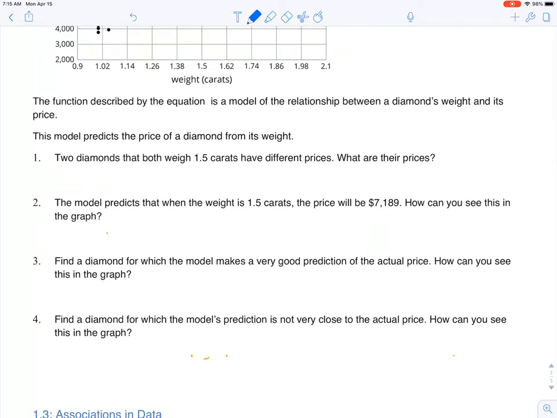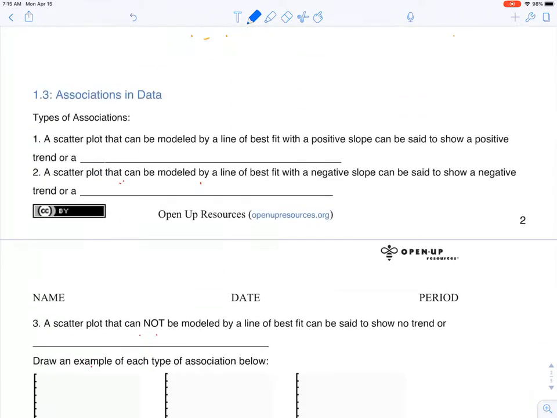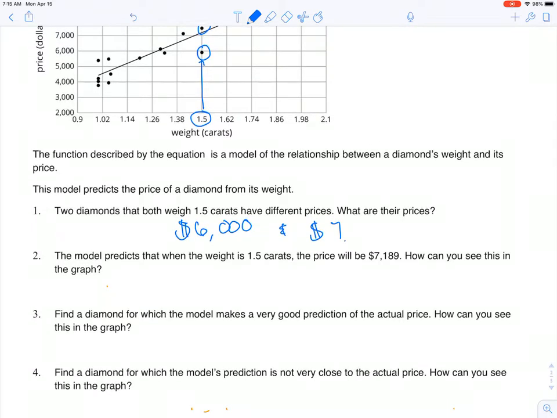Our first question says 2 diamonds that both weigh 1.5 carats have different prices. What are those prices? Well, if we look at the weight of a carat as 1.5, we see one is 6,000 and one is 7,500. So we can say 6,000 and 7,500.